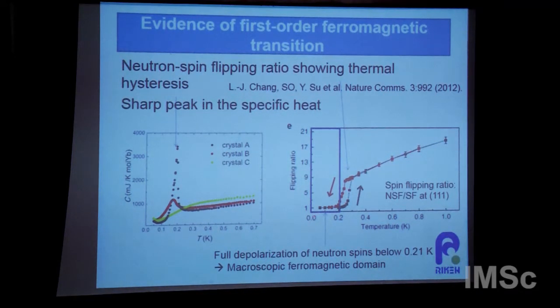And as I mentioned, when spins are fully polarized, it should be infinity. But when the spins completely lose the initial information of the spin polarization, then it goes to 1. There's no distinction between the non-spin flip and spin flip channels. So usually this fact that the spin flip ratio decays to unity is experimental evidence of having ferromagnetic domains. Okay? So we saw this. So it's kind of strong experimental proof that this is a ferromagnet.